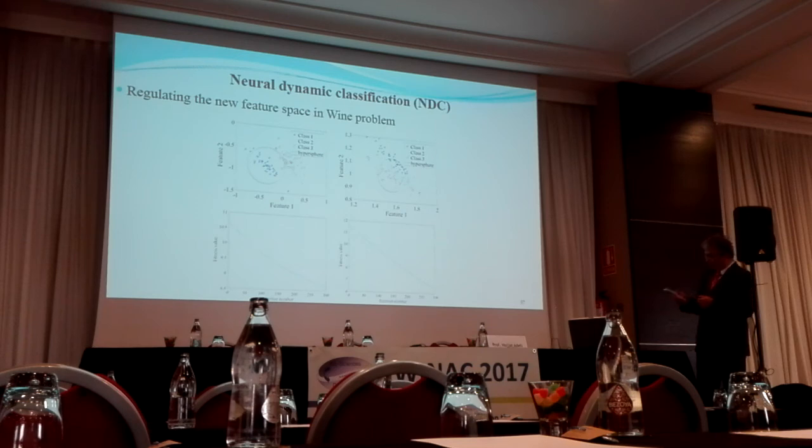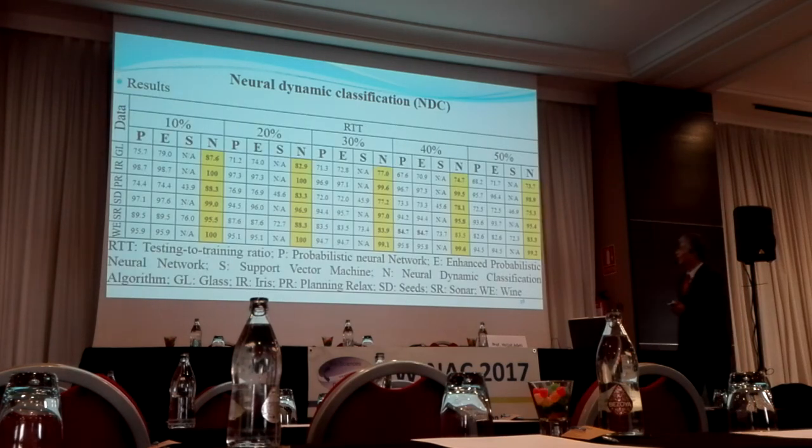This is an example of results showing regulating the new feature space in the wine problem. You can see how we can bring the clusters together. And here is the iteration process. It's very smooth, very smooth. And here you see the result.